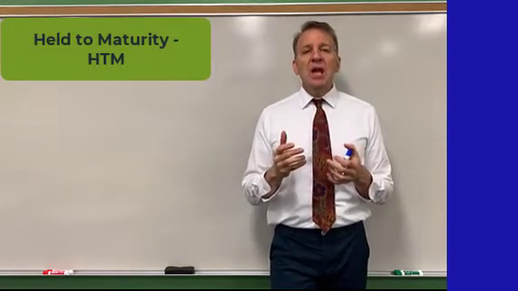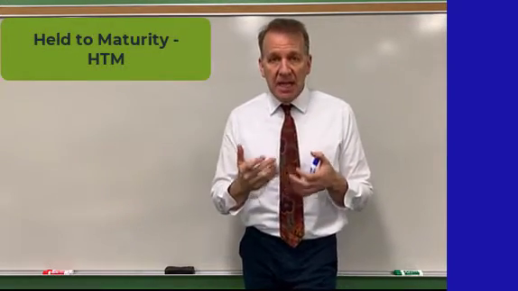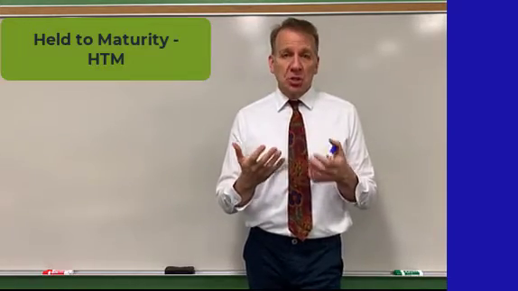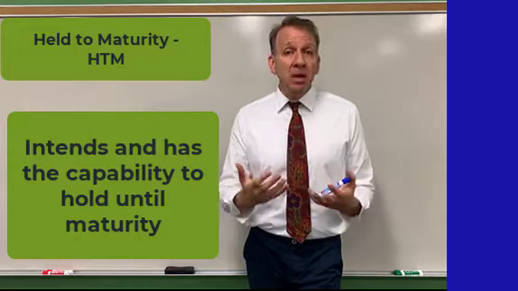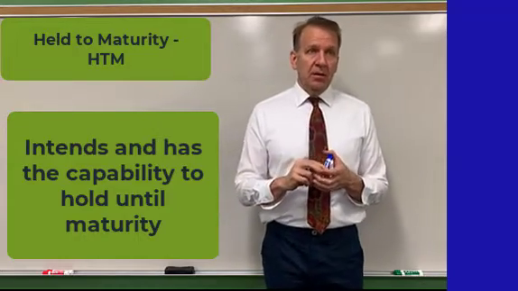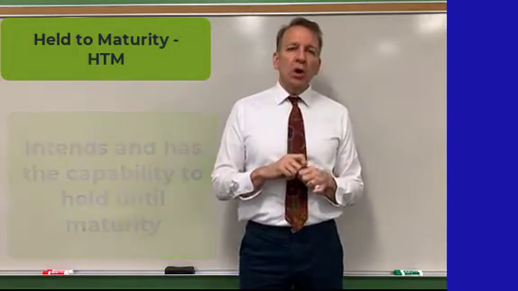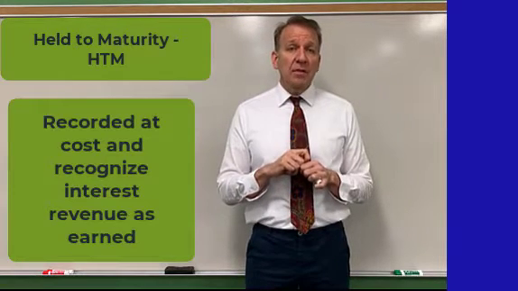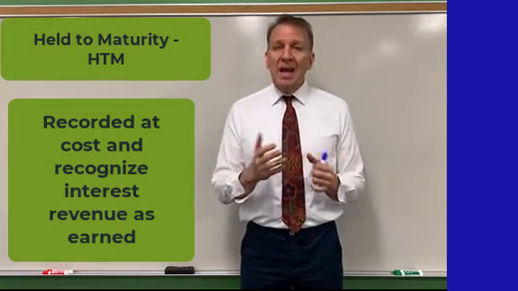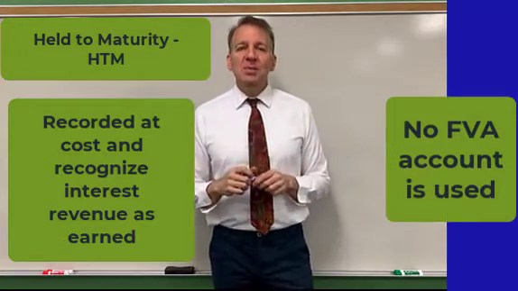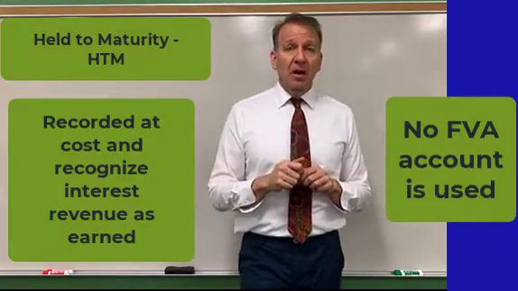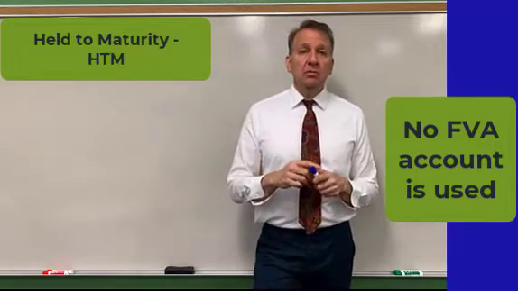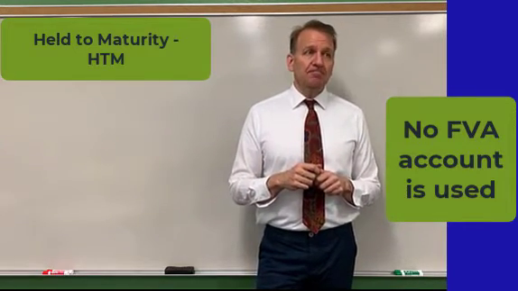In this case, if we have a held to maturity debt investment, this means that we're planning to hold it till maturity, and we have the capability to hold it to maturity. So then we're going to record this at cost, and we will recognize any interest revenue as we earn it. We're not going to have any fair value adjustment account. All we're going to do is record it at the cost and recognize revenue as we earn it.